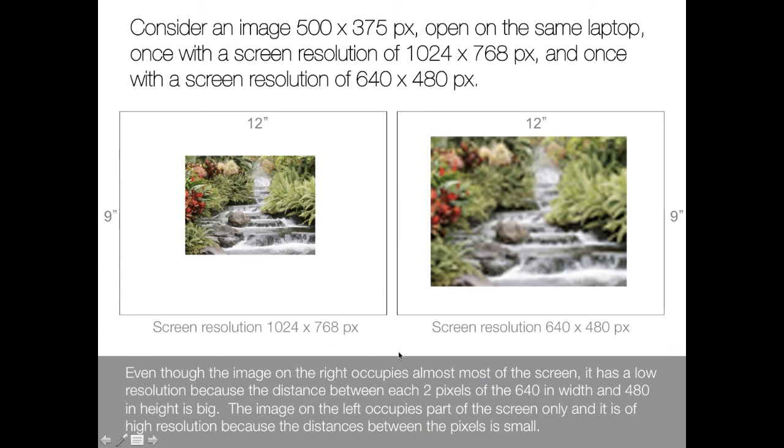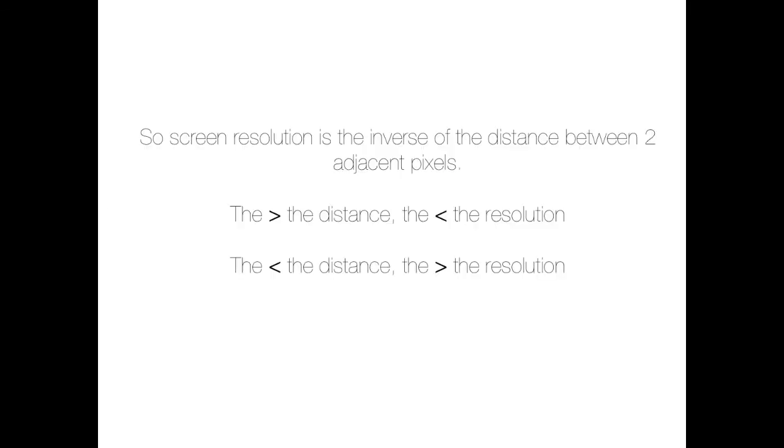Even though the image on the right occupies almost most of the screen, it has a low resolution because the distance between each 2 pixels of the 640 in width and 480 in height is big. The image on the left occupies part of the screen only, and it is of high resolution because the distances between the pixels is small. And so screen resolution is the inverse of the distance between two adjacent pixels. The greater the distance, the smaller the resolution, and the smaller the distance, the greater the resolution.